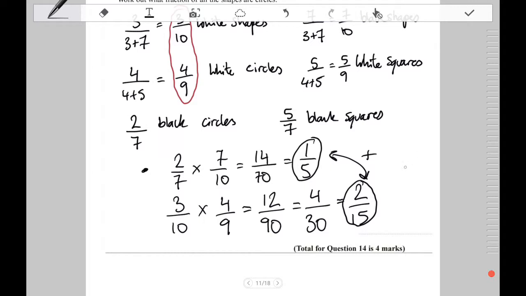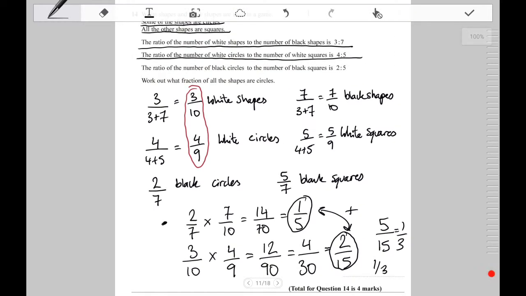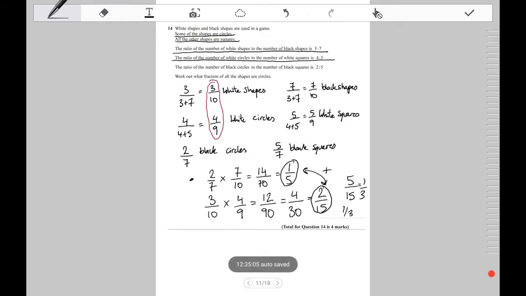And because of that OR, we now add these probabilities to each other. So if we put these under a common denominator, perhaps multiply this by 3, you end up with 5 over 15, which is a third. So your answer is a third. So work out the fraction of all the shapes that are circles. Well, it's a third of all the shapes. So a third of them are circles, 2/3 of them are squares. Okay, go to the next question.